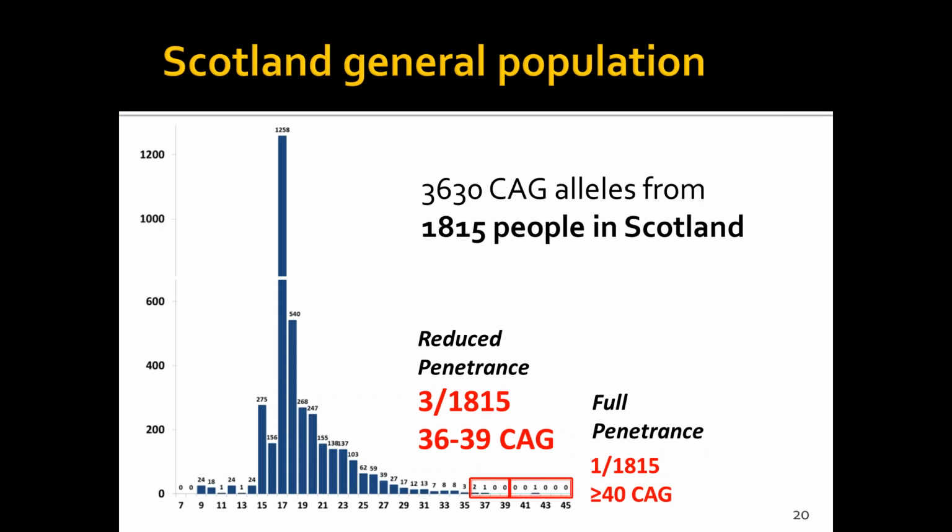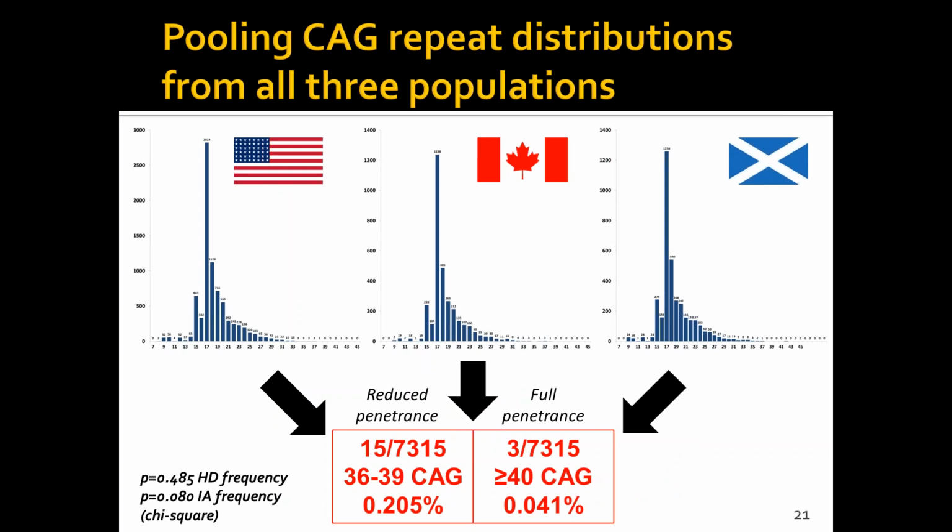This was also true in Scotland. In Scotland, we saw a similar number of reduced penetrance alleles and also a full penetrance allele from about 1,800 people. So it should strike you that these distributions are very similar in these three populations. And so in order to get a clearer picture of how many of these Huntington's disease associated CAG repeats there are, we lumped all three of them together.